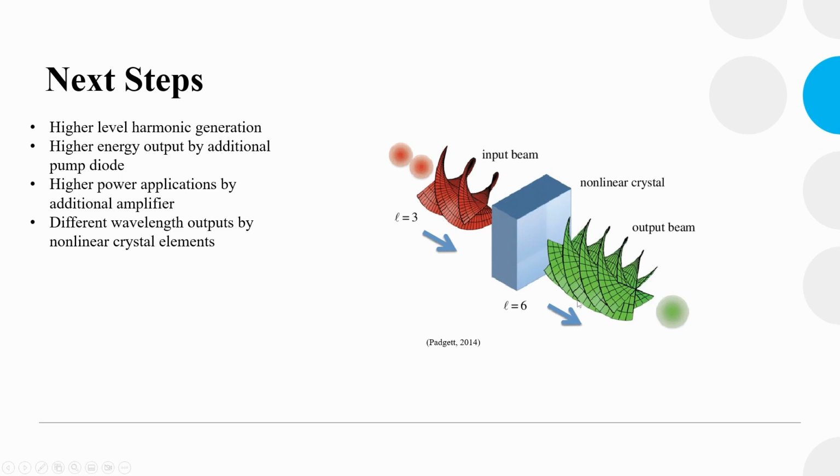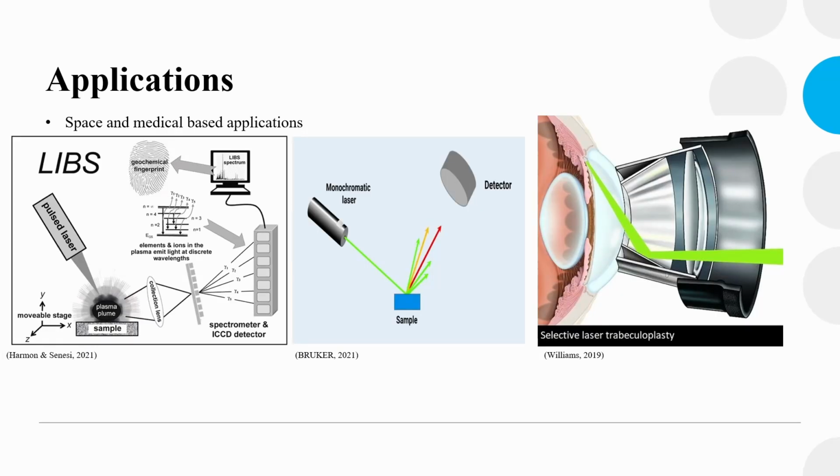The image present on the right shows the beam getting frequency converted from 3 to 6. This could be done by inserting a different nonlinear crystal. Finally, the applications for this laser are best seen in laser-induced breakdown spectroscopy, LIBS, and Raman spectroscopy.